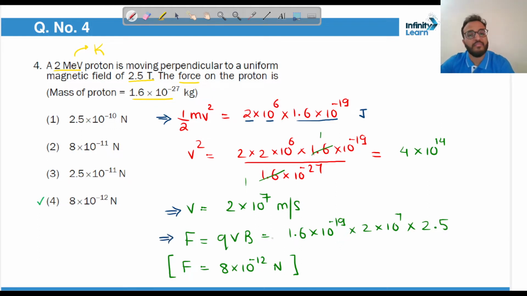Now what is the force on the charge? It is QvB. So everything is given: charge is given, velocity is found out, magnetic field is given. Put the values and your answer will be this. Did you understand?